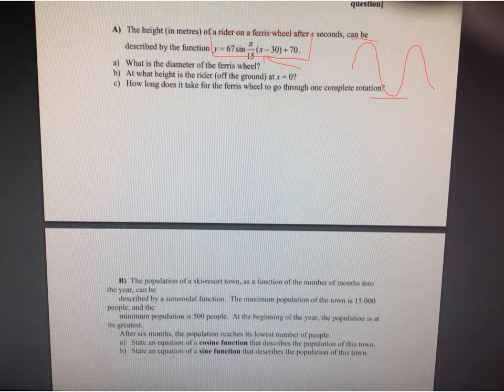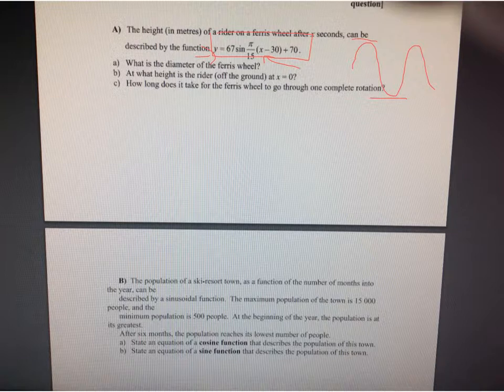And once you've figured that out, and you know your period is 2 pi over k, then you can solve for x for one period of the function. Once you know your period, you can substitute that in for y and solve the equation for x to find the number of seconds that it takes to complete one period of the sine function.